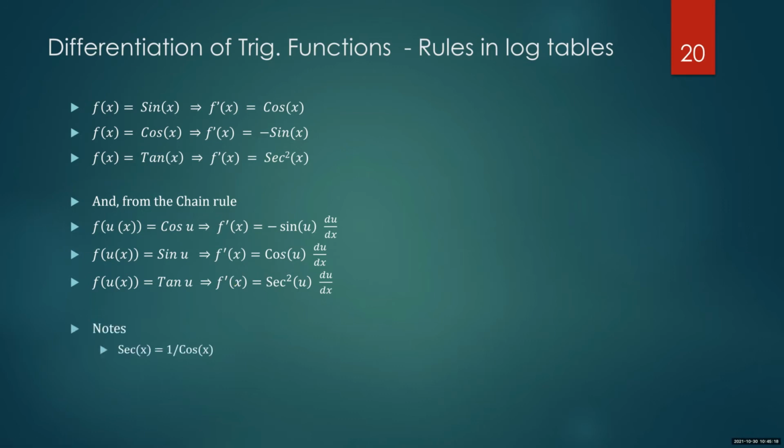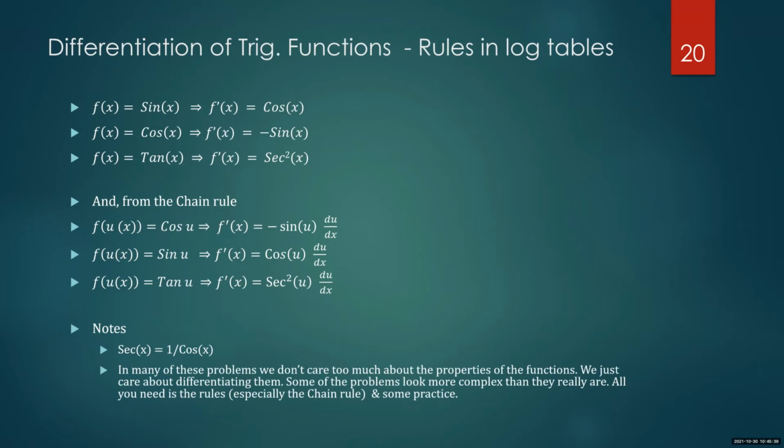So one final note, the sec of x, that function is 1 over cos of x. It's a function that I think most of us would not be familiar with up to this point, because generally speaking in trigonometry, we do not use the sec function. We generally use sine, cos, and tan. But in many of these problems with differentiation, we don't really care about what sec of x is. We just care about how do we differentiate tan of x. So some of the problems look more complex than they really are. And at this point, all you need is the rules, especially the chain rule, and some practice with these trigonometric functions.